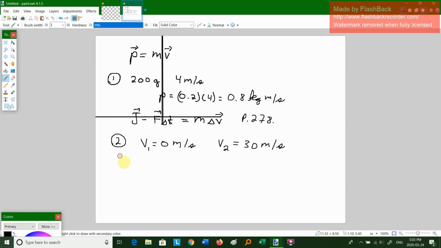Let's say the mass of the golf ball is 26 grams, and we want to get the impulse J. I'll use the m delta v, but of course I have to convert to kilograms, so 0.026 times 30 minus 0. 0.026 times 30 is 0.78 kilogram meters per second. You could also write it as newton seconds. Those are the same kind of units.